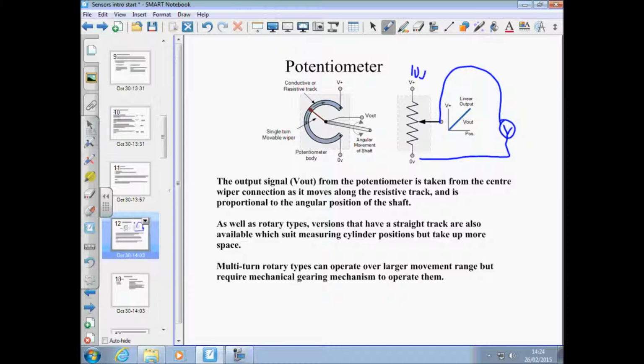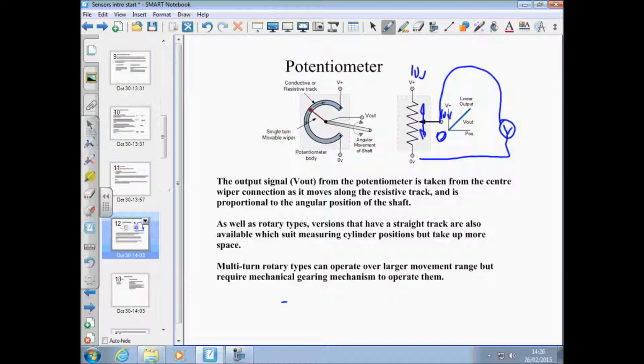So as this moves up and down, if this is max 10 volts, as that moves up and down there, we would get a varying voltage here between 0 and 10 volts. Yeah. So the output voltage comes off the wiper.